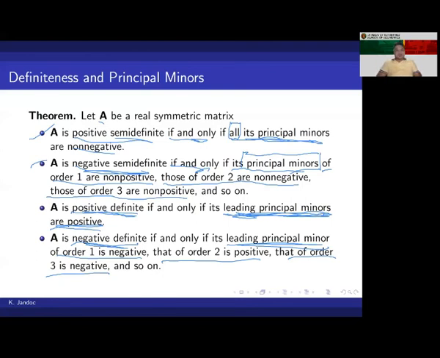So this theorem says that if you have a real symmetric matrix A, an alternative to finding the sign of the eigenvalues is just to look at the principal minors and the leading principal minors.